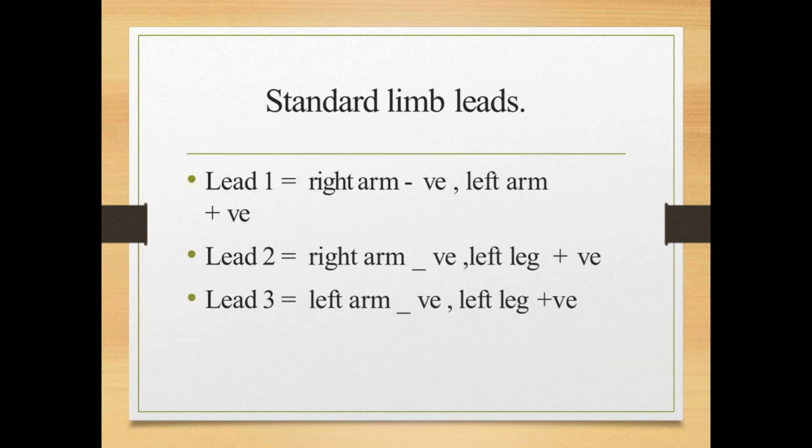Coming to the standard limb leads, this is how the current goes from negative to positive. Lead 1, from the right arm, the current goes to the left arm. Lead 2, right arm, from negative to positive, to the left leg, which is positive. And lead 3, left arm, negative to positive, it goes to the left leg. So this is how lead 1, 2, and 3 are connected.